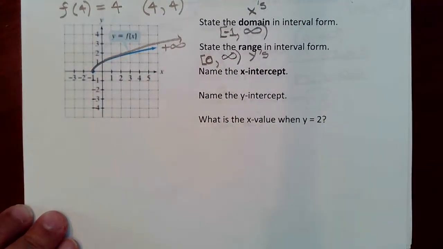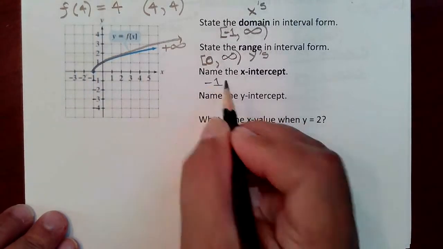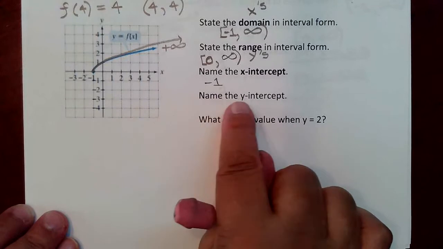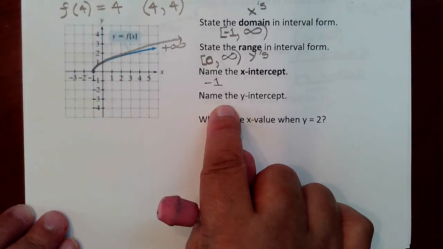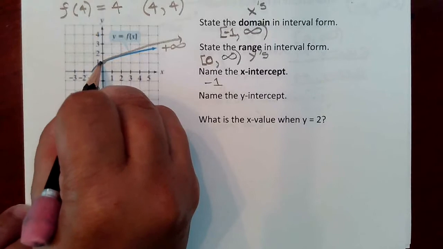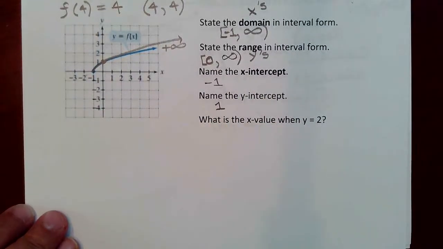X-intercept, remember that's a point on the x-axis, and you're only giving the x-coordinate of that point. So the x-coordinate here would be -1. Name the y-intercept. The y-intercept would be a point on the y-axis, but only give the y-coordinate. So here is the point on the y-axis. You're only given the y-coordinate, which is +1.